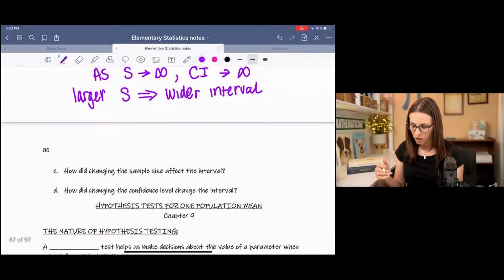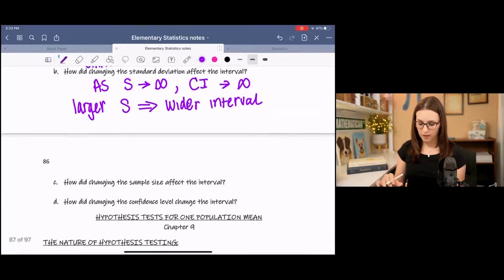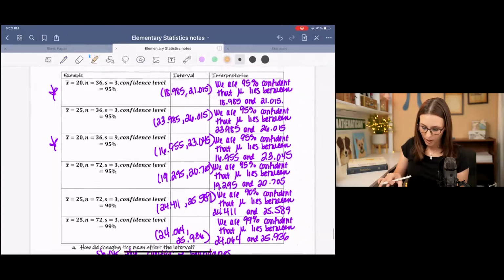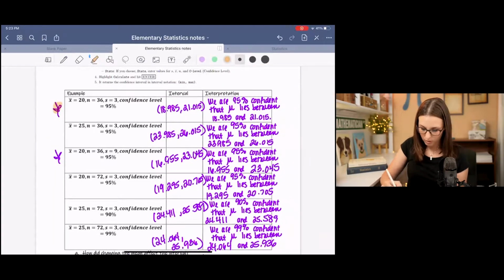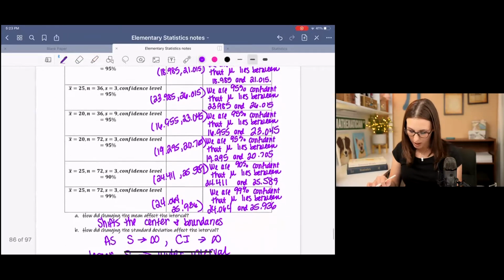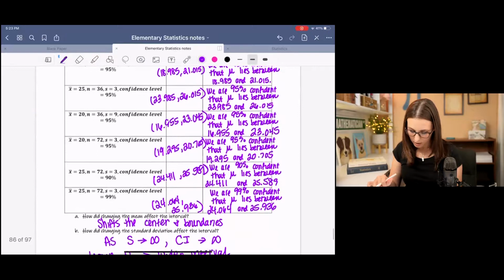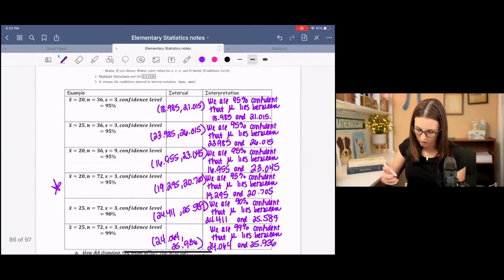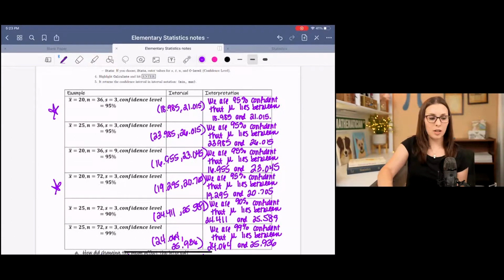And then how did changing the sample size affect the interval? So let's find one where only the sample size changes. Sample size, let's see, here's one and this one. So compare those, draw your conclusions and come back.